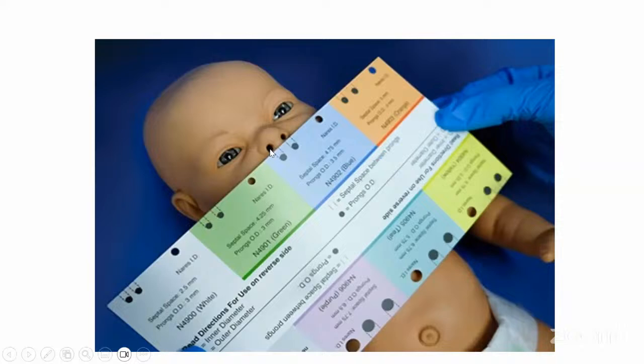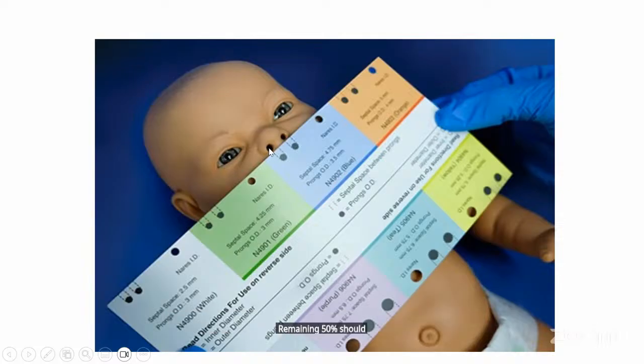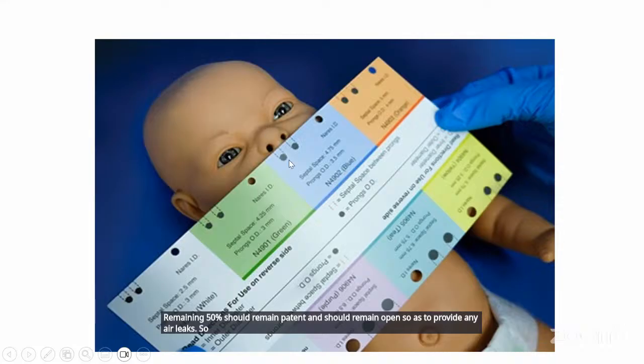This is the way we choose the size of the cannula, which is very important. We have a chart with the machine with the nasal cannula, and the point to note here is that while choosing the HFNC nasal cannula, only about 50% of the nostril lumen should be occluded. The remaining 50% should remain patent and open, so as to prevent any air leaks. So this is the way you should choose the correct size nasal cannula.